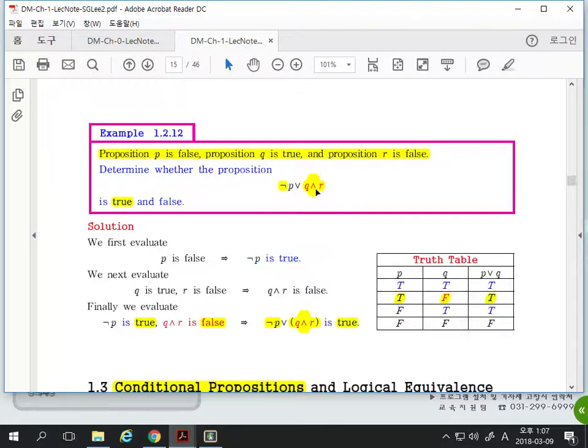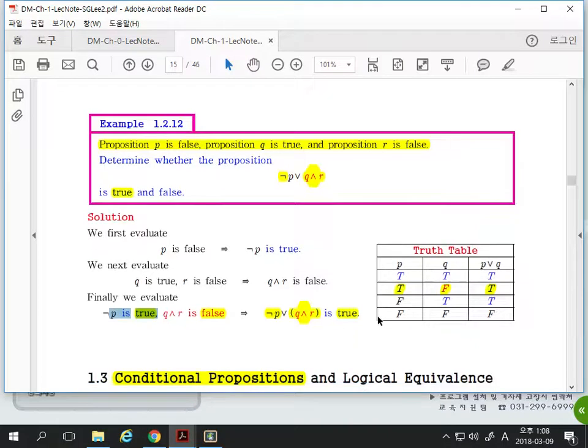Next, not is first, AND is the next. So Q and R. You see, Q is true and R is false. So this is going to be false. Now we have true or false. Since not P is true and Q and R is false, a true or false statement should be true.